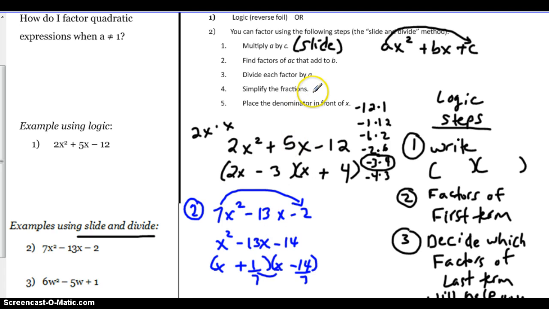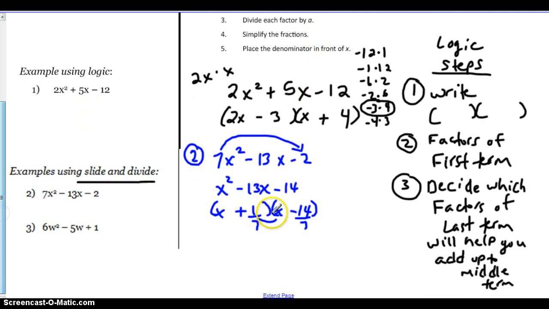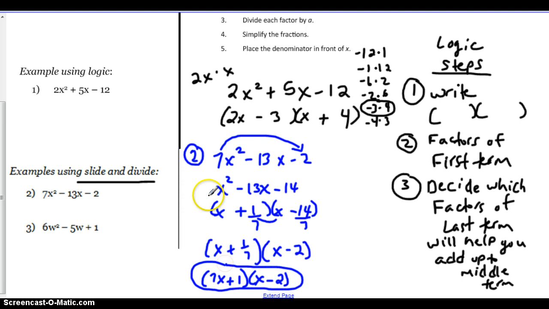Then on step 4 we have to simplify the fractions. So 1/7 is as simple as it gets, but negative 14 over 7 simplifies to negative 2. So this is step 4. Then our last step is, if there are still fractions left after you've simplified, you place the denominator in front of x. So this 7 will come out in front. Then you always multiply to check. We have 7x squared minus 14x plus x, which is minus 13x, minus 2. So we have finished factoring problem number 2.